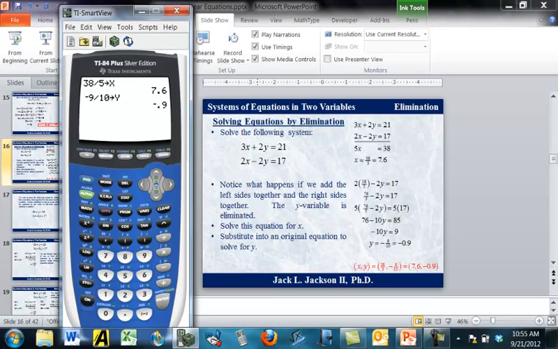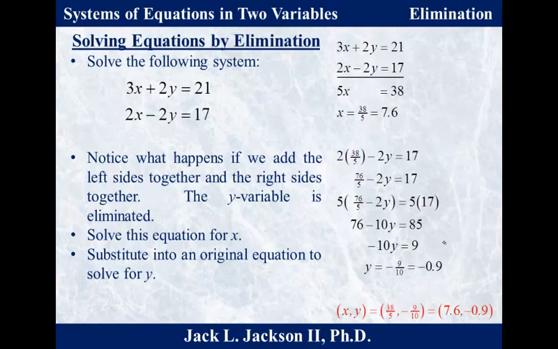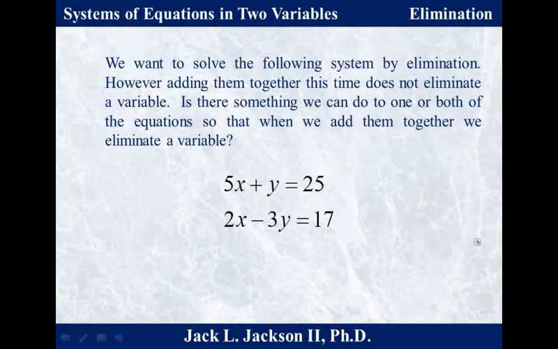Okay, now let's see if it works in the equations. So 3x plus 2y, hopefully this is going to be 21. Good, it is. And 2x minus 2y, what do we want this one to be? We want it to be 17. Yes, it checks. So it checked in both equations. And we could have done that same check by hand.